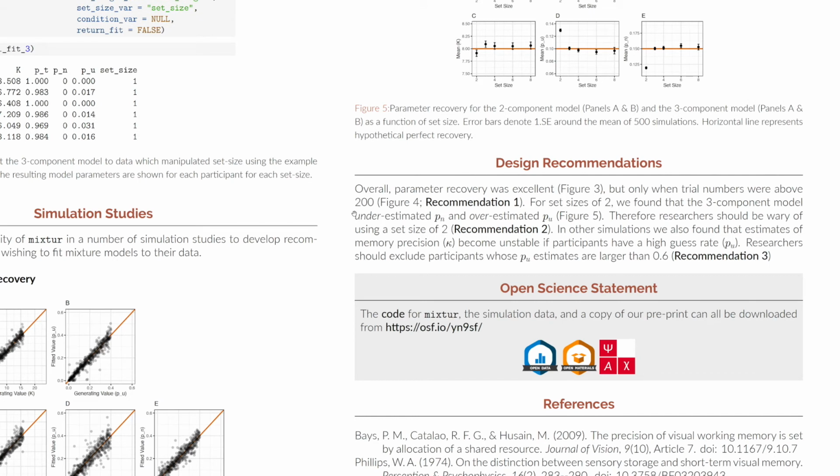First of all, you should use at least 200 trials if you're applying mixture modeling to your data. Second of all, the 3-component model struggled to estimate probability of non-target and probability of guess responses with a set size of 2. Our third recommendation is based on simulations in our preprint. Estimations of memory precision kappa became unstable if participants have a high guess rate, so researchers should exclude participants whose probability of guessing is larger than 0.6.